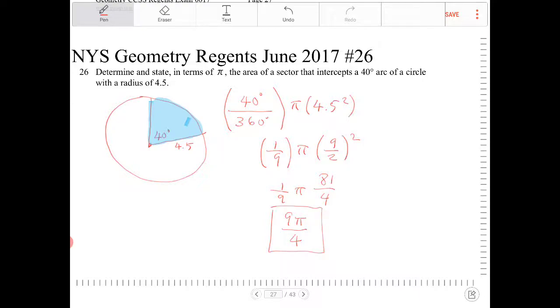You don't have to do it this way. You can certainly just enter all this into the calculator, leaving your final answer in terms of pi. You're going to end up with 2.25, right? 2.25 pi. So again, if you just enter 1/9 times 4.5 squared, you're going to end up with 2.25 pi anyway. So both of these are acceptable answers.